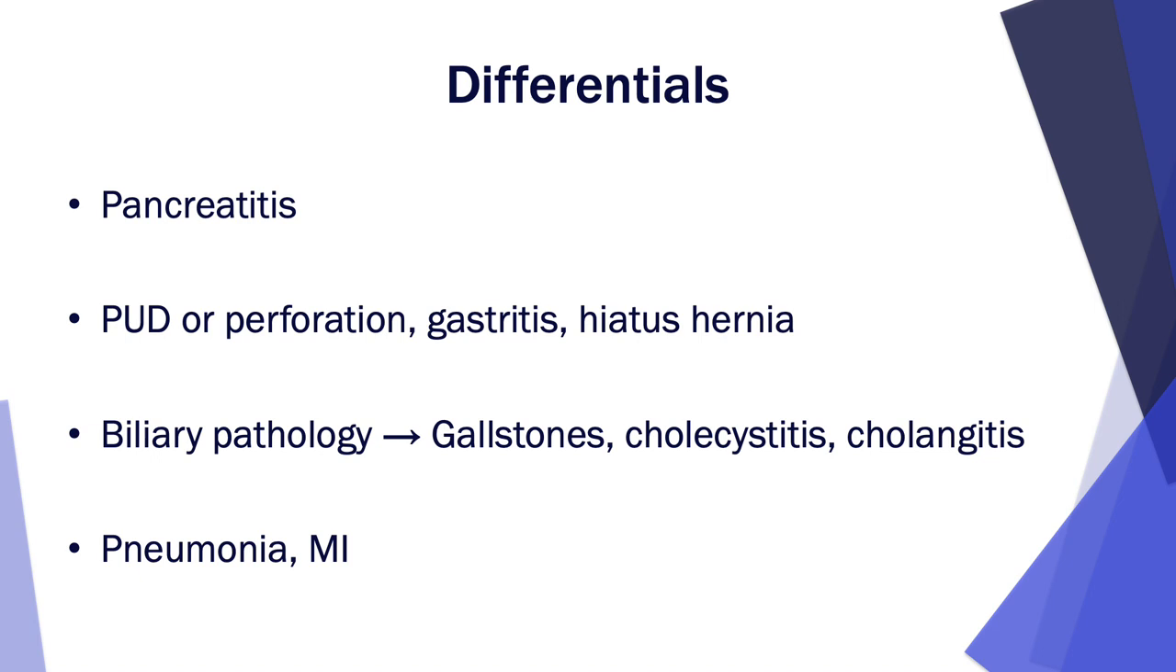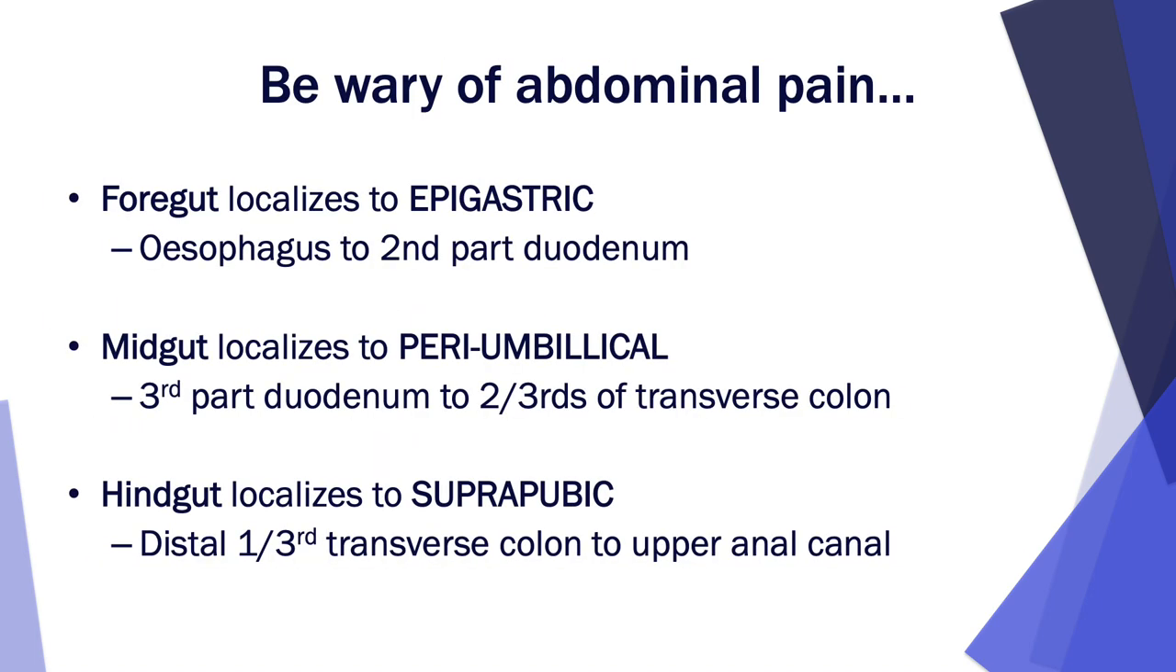We can also have pathology of the stomach that can cause epigastric pain such as peptic ulcer disease or perforation, gastritis, and hiatus hernia. We can then have biliary pathology such as gallstones, cholecystitis, and cholangitis, and then never forget pneumonia, and particularly with epigastric pain, you can have an inferior myocardial infarction causing that pain. Although certain abdominal pathologies localise to typical places on the abdomen, do be wary of abdominal pain.